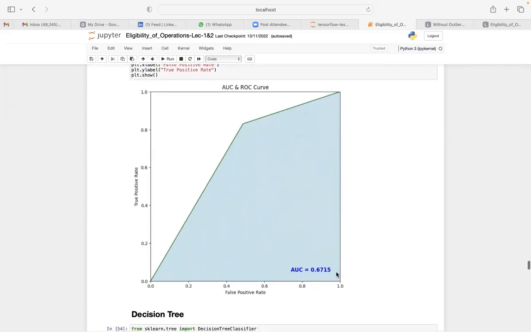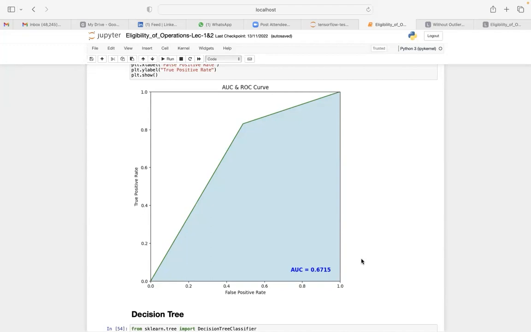And my AUC ROC score is 67, so it is very much in line with the accuracy anyway. It will show you the same results, but this means that our model has been able to predict the correct labels basically 67 out of 100 times.